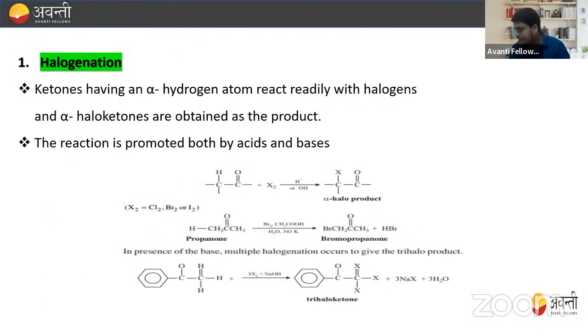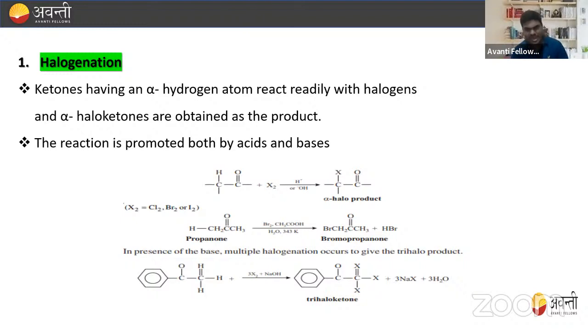Now let's see the first one, that is halogenation. Ketones having an alpha hydrogen atom react directly with halogen, and alpha-halo ketones are obtained as the product. This reaction is promoted by both acid and base. For example, we have a carbonyl compound with H+ or OH negative, and we get the alpha-halo product. Similarly, with X2, which is either Cl2, Br2 or I2, if we have propanone, that is CH3COCH3, when treated with Br2 in CH3COOH, it will give bromopropanone.